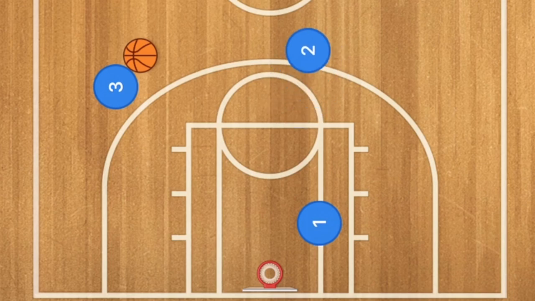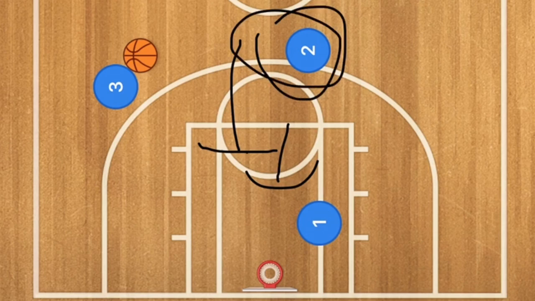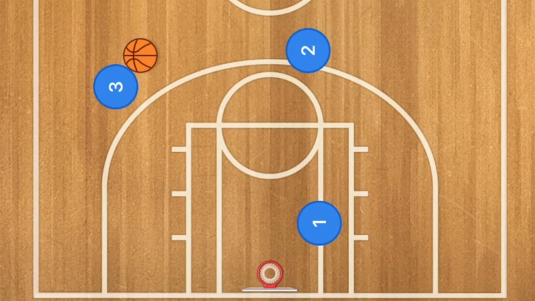If he's not open, player 2 may be open, popping up to the 3-point line, depending on if his defender went down, as well as player 1's own defender went down to play defense as well. You may have a player 2 who's wide open for a 3-point shot.